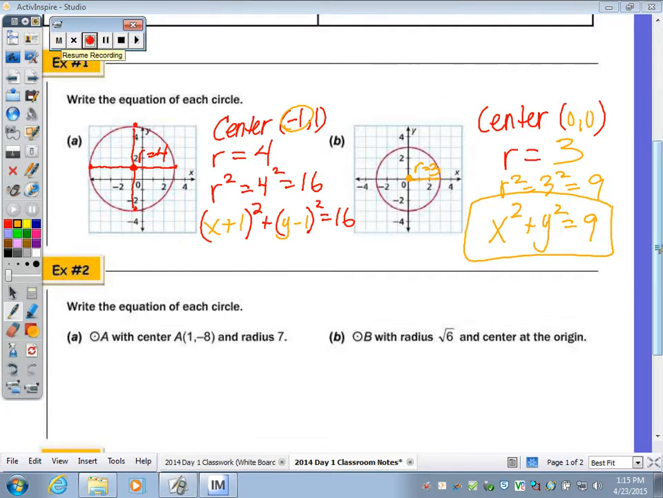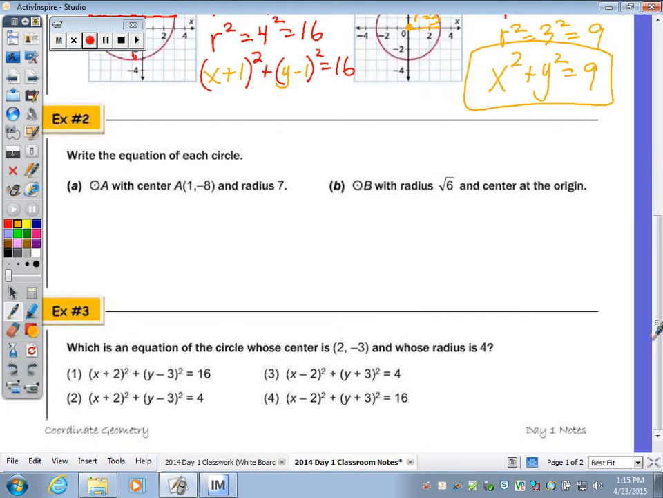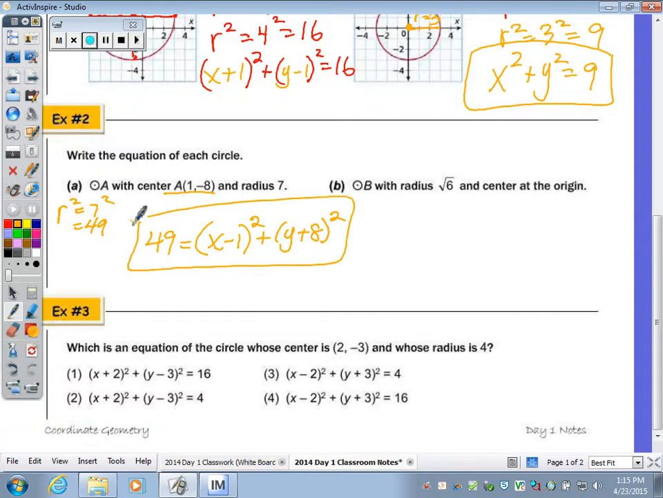All right, in example number 2, we're still writing the equation of a circle with center. So I'm going to just start with x minus 1. Again, it's the opposite of a positive 1, which is -1. And then y plus 8 squared. You just need to find radius squared, 7 squared is 49. You can have the 49 on either side. I just didn't have room on the right, so I wrote it on the left.